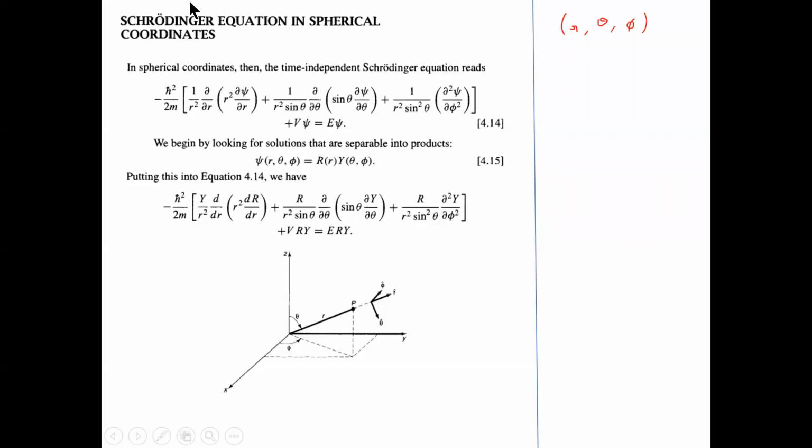So here you can see that the Schrodinger equation is written out in spherical coordinates. This is how it reads in spherical coordinates. Now, this is a partial differential equation in three variables. So we'll try solving this by looking for solutions of the form given here. The technique used here is called separation of variables.